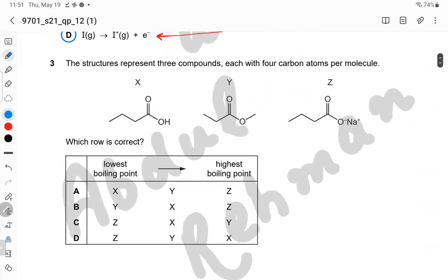Now question number 3. The structure represents 3 compounds, each with 4 carbon atoms per molecule. Now, which row is correct? They are asking you from the lowest to highest boiling point. So which compound, X, Y, or Z, has the lowest boiling point?